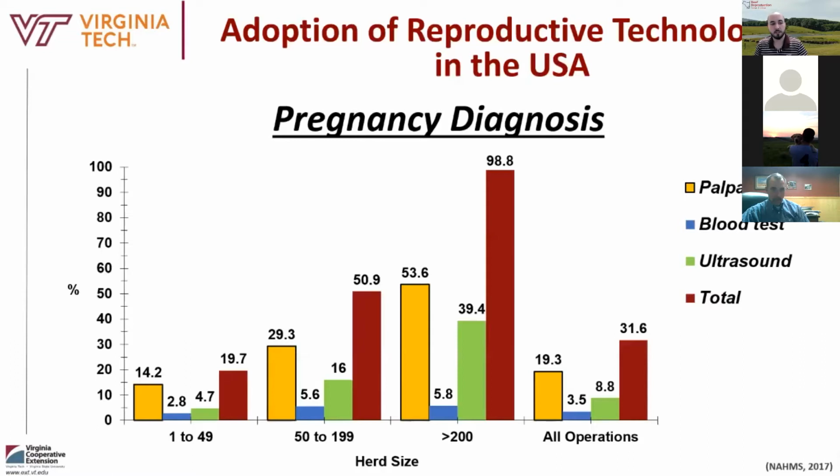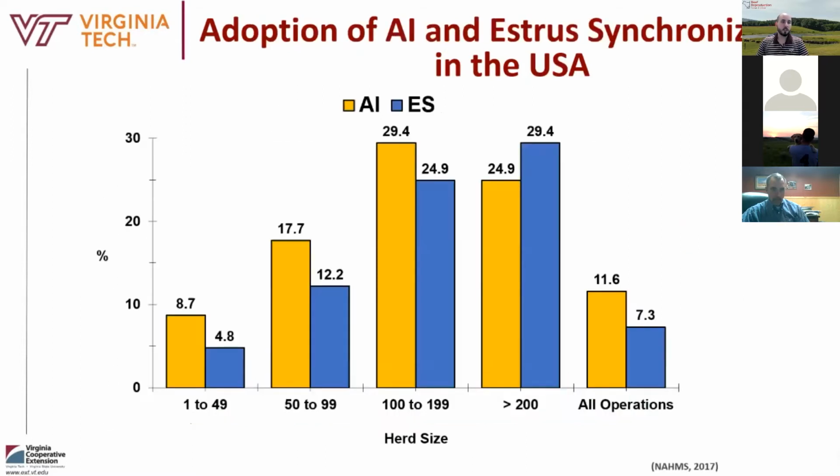And understands clearly the importance of doing a pregnancy diagnosis. So, we're talking about AI and estrus synchronization. In yellow is the percentage of operations that are doing AI. In blue, the percent of operations that are doing estrus synchronization. And again, the larger the producer, the more likely they are to adopt some of these technologies, right?